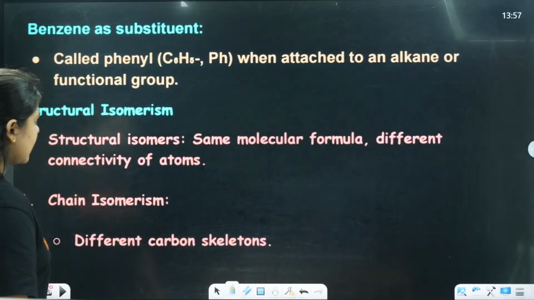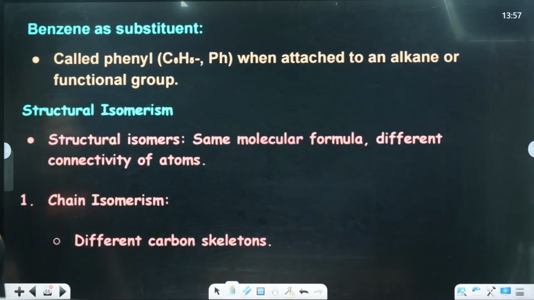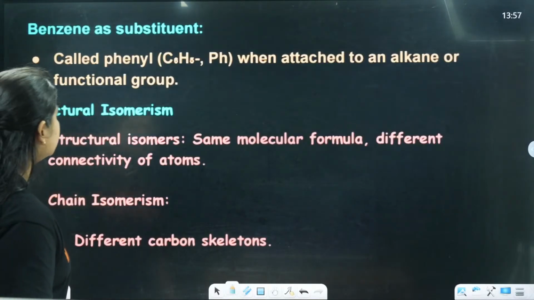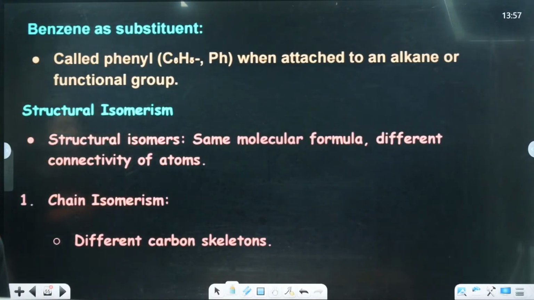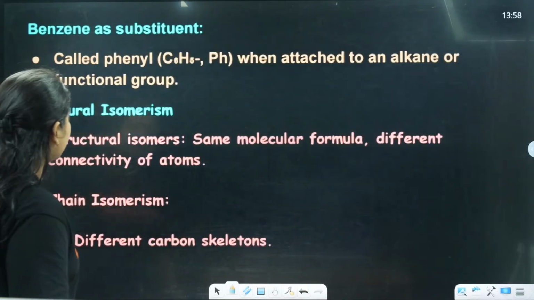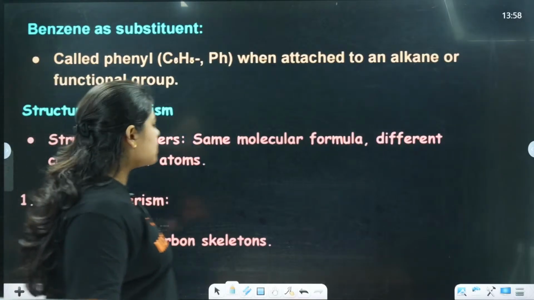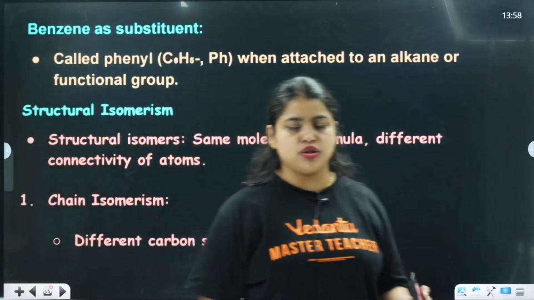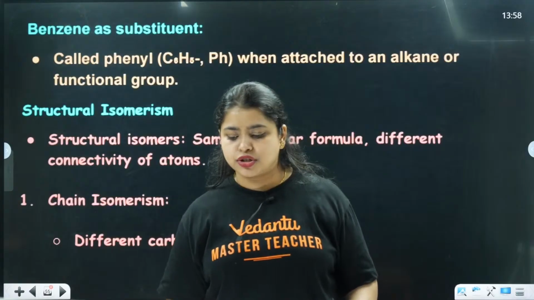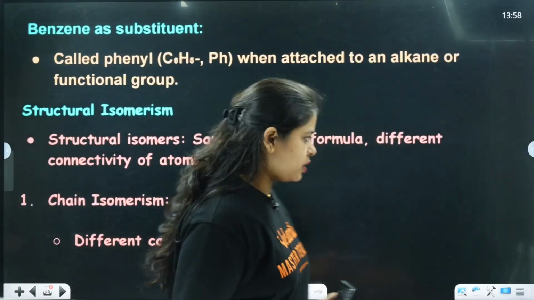When attached to an alkane or functional group, this gives structural isomerism: same molecular formula but different connectivity of the atoms. The connectivity will be a little bit different. In this only we have a detailed structure also, which we are going to learn. Let's look at the detailed structure.